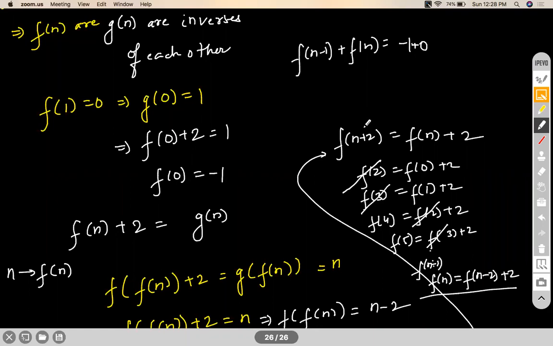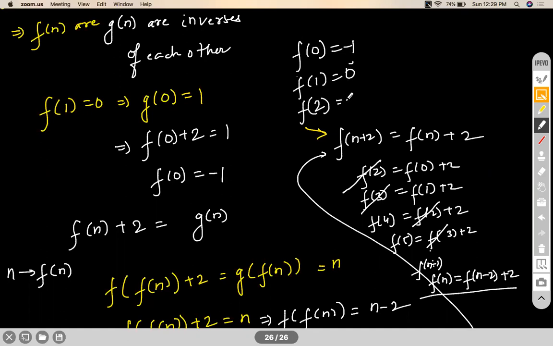So, post this, I think we need to check the pattern. I mean, we did all this to get back to the pattern checking. F0 is known to be minus 1, F1 is known to be 0, F2 would be 1. Is there any better way to reach the result after having got this relation?